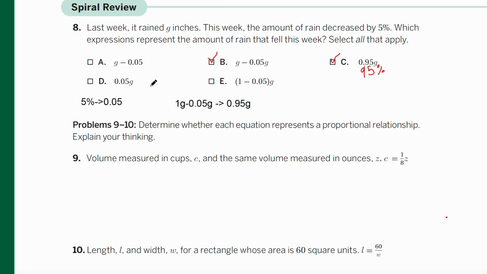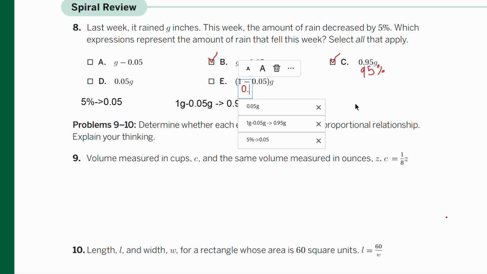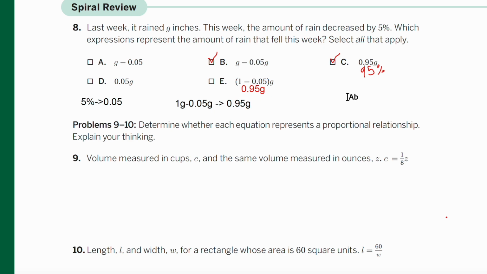And then E is 1 minus 0.05 times G. Now, this one, since we have parentheses here, we can do the operation inside of the parentheses. I know that 1 minus 0.05 is 0.95. So this one is going to work out to 0.95 G, which is the same as C, and it's also the same that we came up with when we were writing the original expression. So that one will work as well.